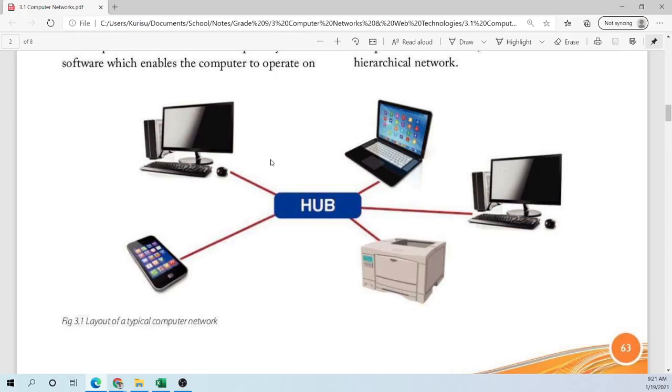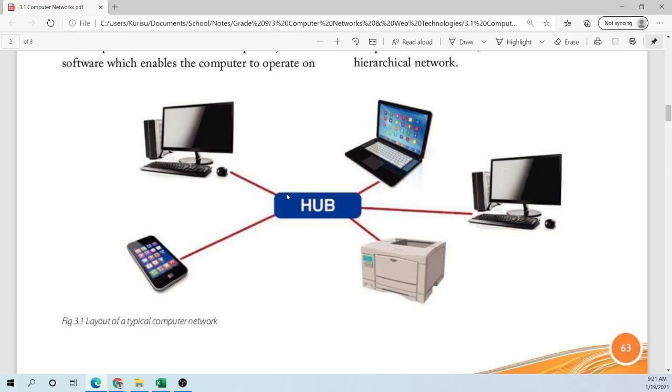Alright, so looking at the diagram once again, this is the layout of a network. Almost anywhere you go, you will find this layout. The network layout will always be similar to this. You have a central device, say for example a hub or a switch, and the other devices that want to be connected to that network will connect to that hub or that switch.